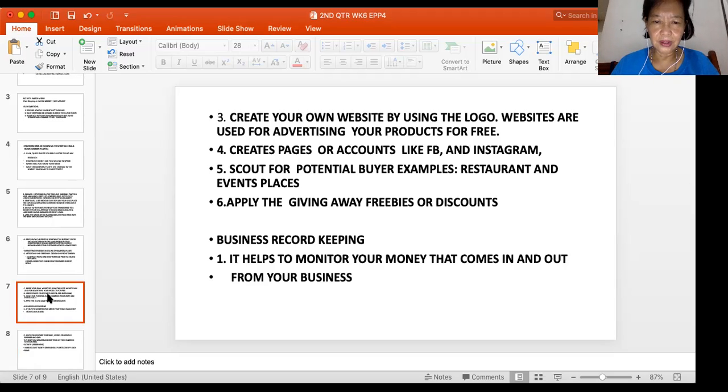Number four, create pages on accounts like Facebook and Instagram. Number five, scout for potential buyers, for example, restaurants and event places.